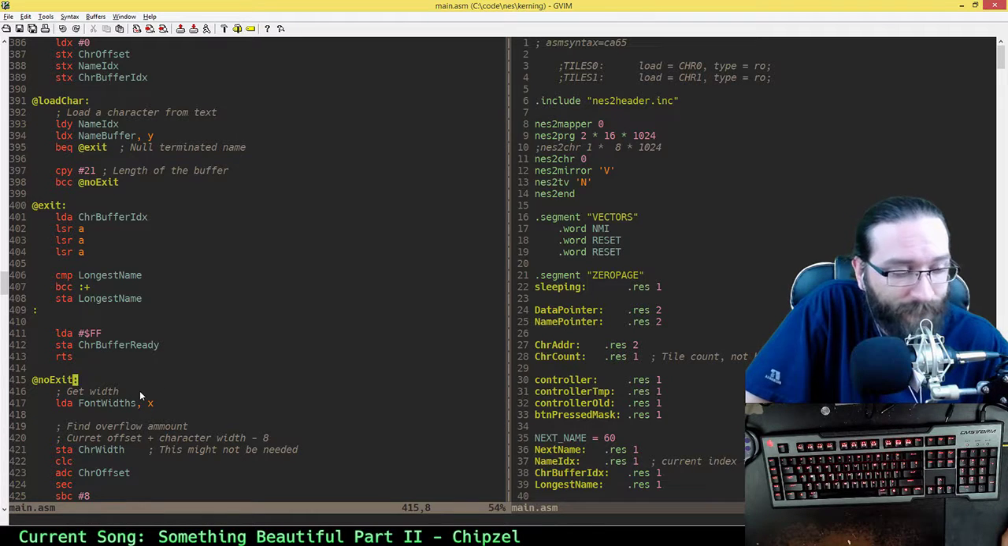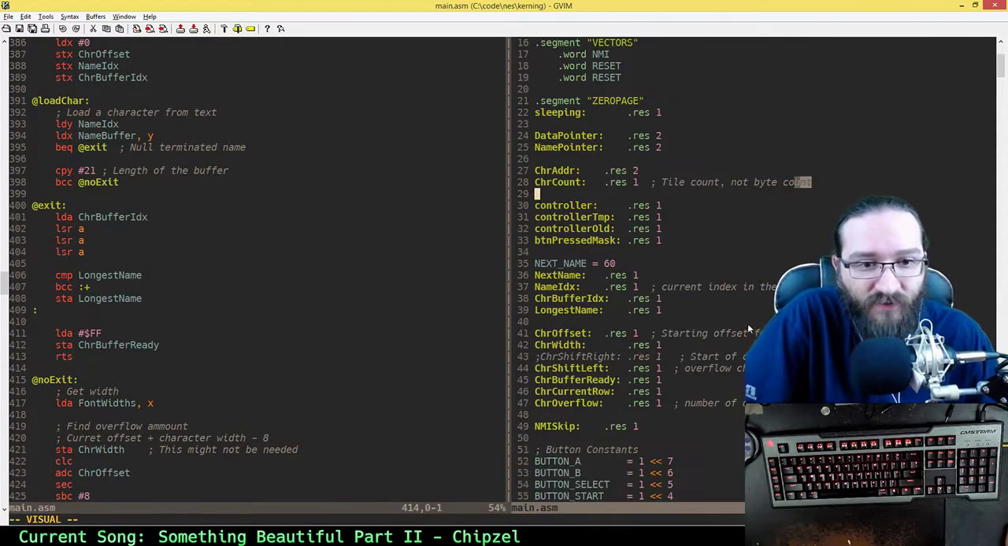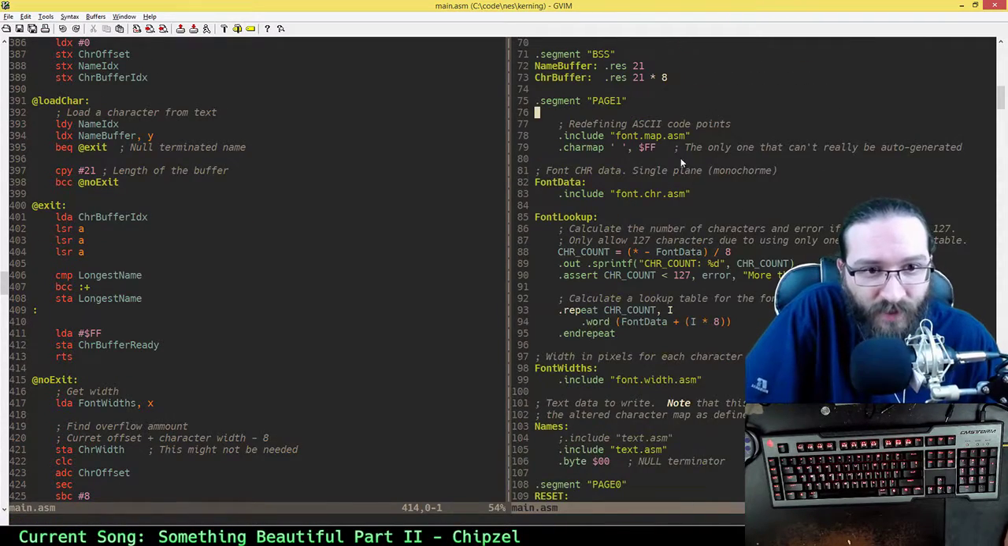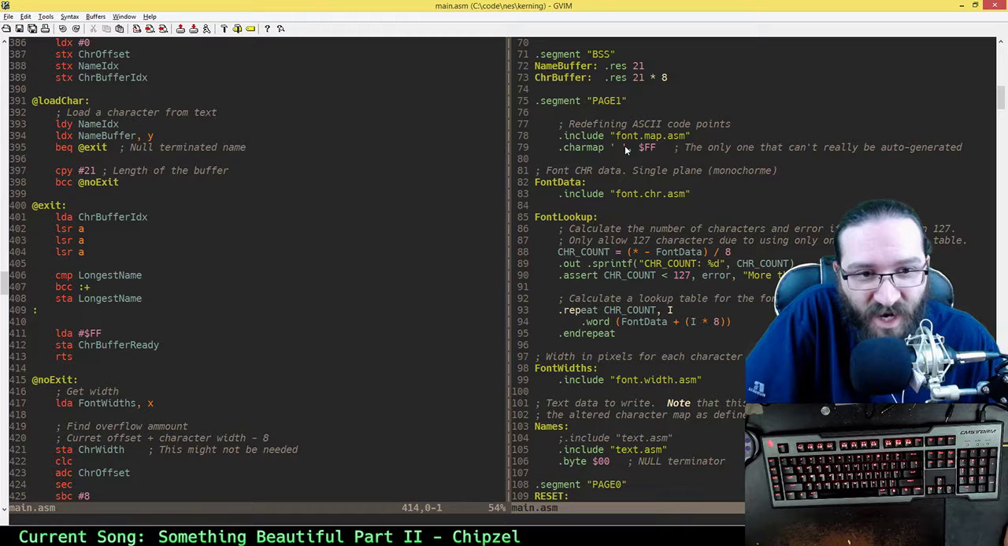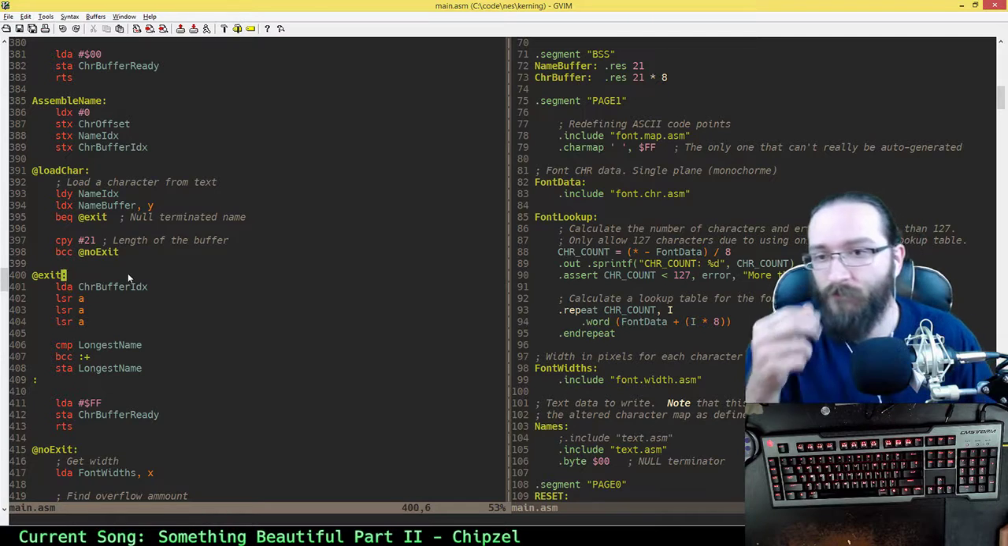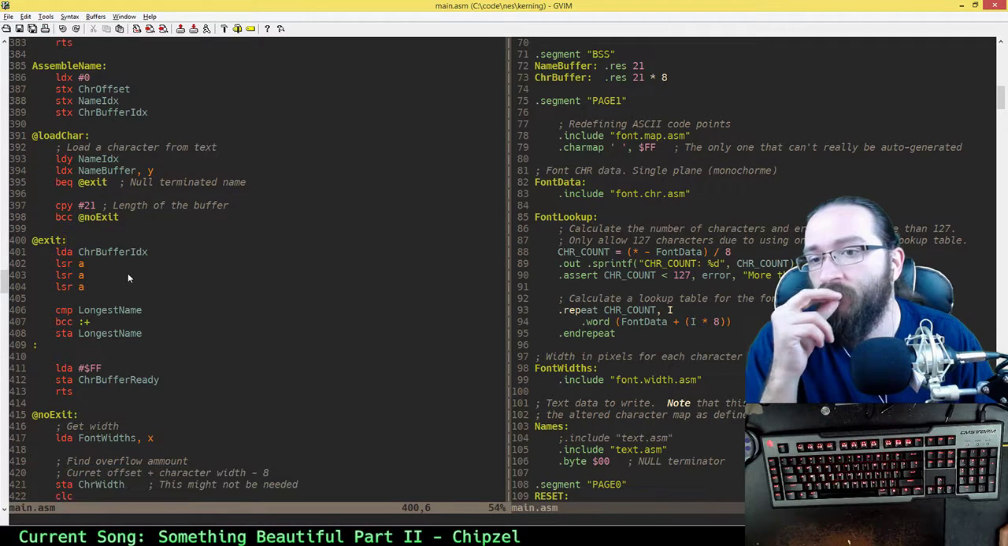Now, do I even define the width of a space? I don't think I do. I just define the character itself. I define the character and nothing else. Huh. Alright.